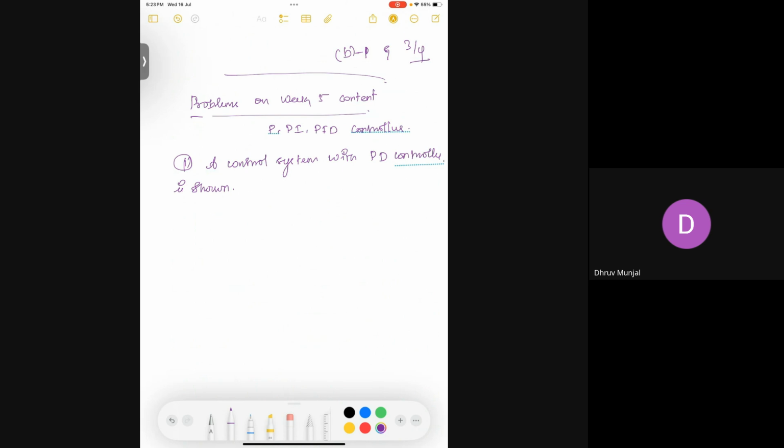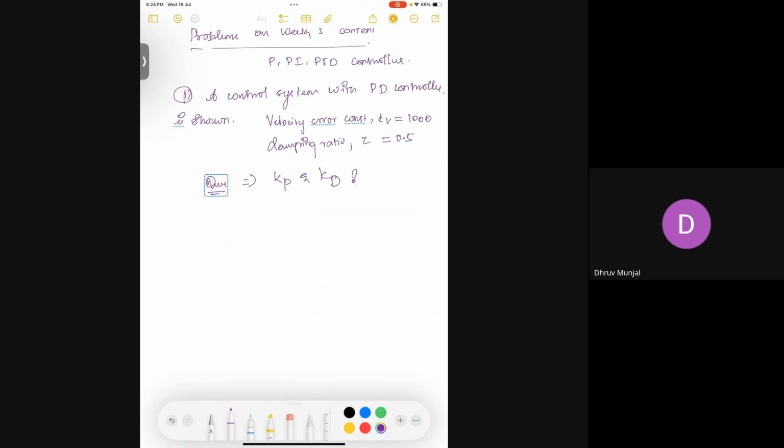I am giving velocity error constant Kv equal to 1000, and damping ratio zeta is equal to 0.5. And I'm asking, what are the values of Kp and Kd? The controller gain I'm asking. Since we are using PD controller, I want to know what is the P's gain and D's gain.